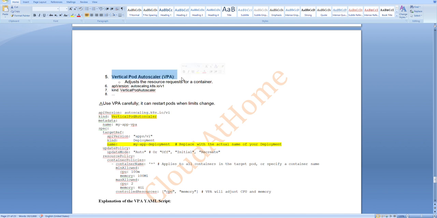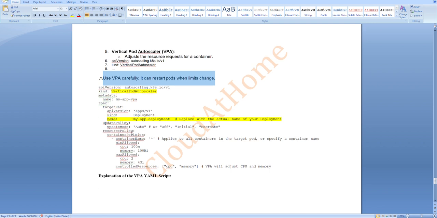Okay, what is vertical pod autoscaler? It adjusts the resource request for a container, and the kind is VerticalPodAutoscaler. But one caution is to use VPA carefully because it is going to restart pods when the limit changes. Okay, so you have to use the kind as VerticalPodAutoscaler like this, and the API version will be autoscaling.k8s.io/v1.